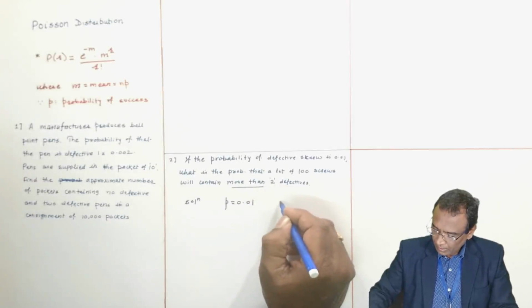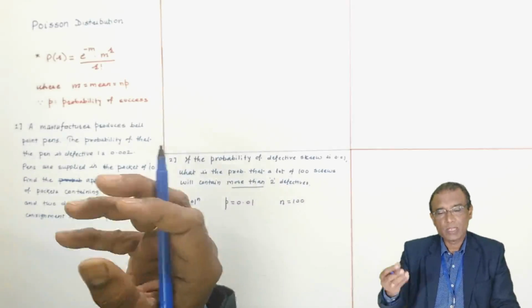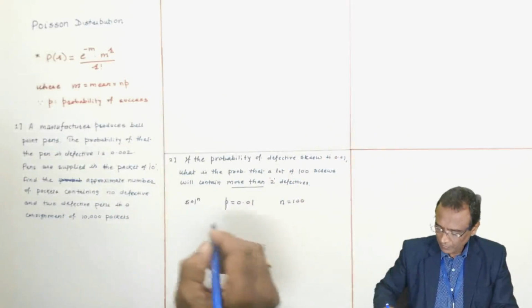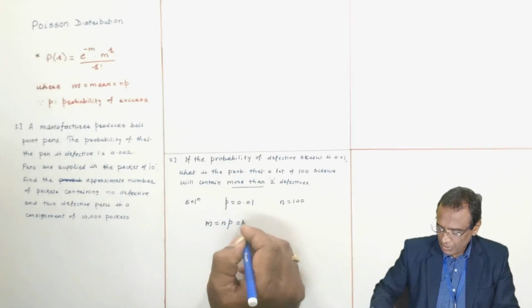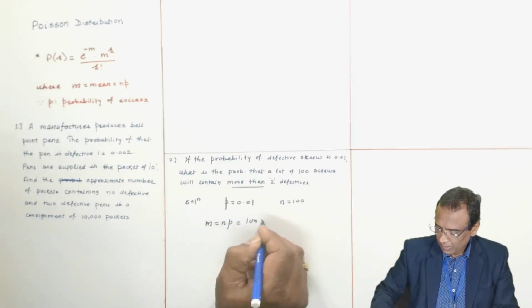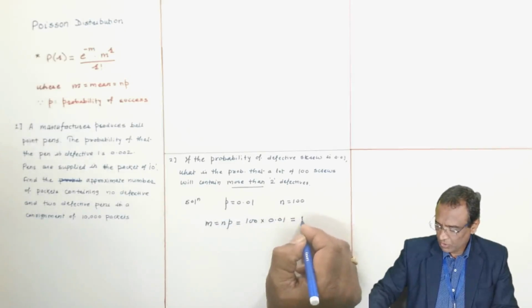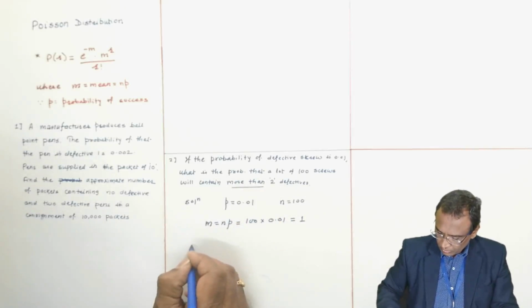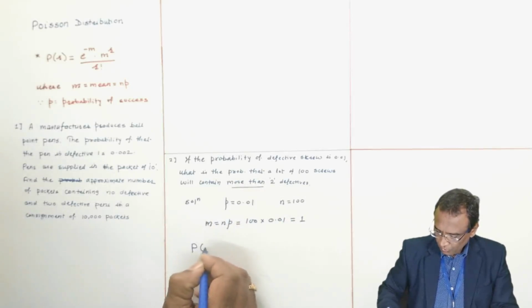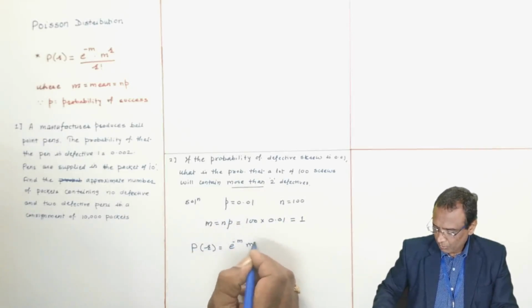Here n is what? N is 100, because in a single lot 100 screws are there, and m is equal to n into p. M is the mean. It is 100 multiplied by p, 0.01, and it is coming to be 1. Mean is 1. Okay. Now this Poisson distribution formula, P of r is equal to e to the power minus m, m to the power r by factorial r.